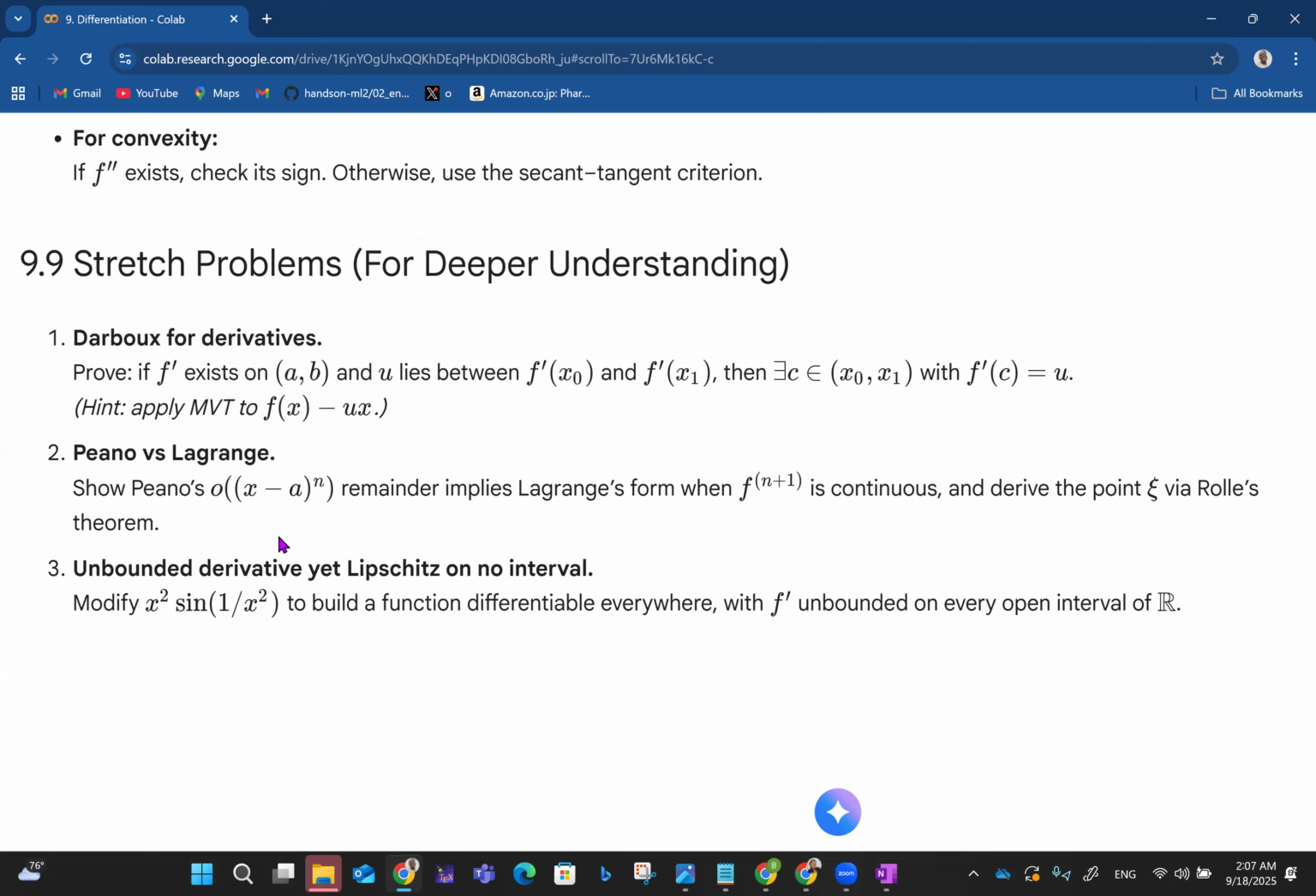Then we have the Peano versus Lagrange. So show Peano's o of (x minus a) to the n remainder implies Lagrange form when f^(n+1) is continuous, and derive the point psi via Rolle's theorem. Then you have unbounded derivative, yet literally on no interval. So modify x squared sine 1 over x squared to build a function differentiable everywhere with f prime unbounded on every open interval of R, right? So that's another thing we can do.